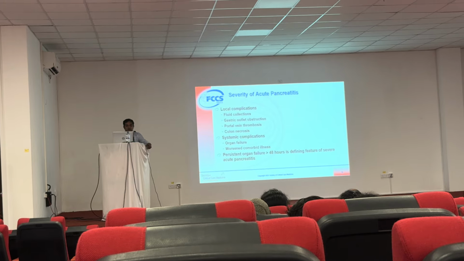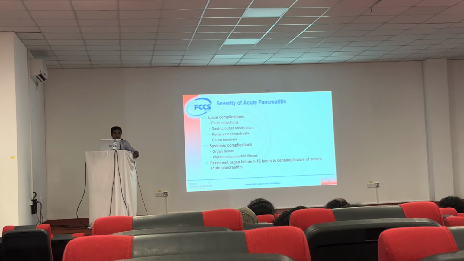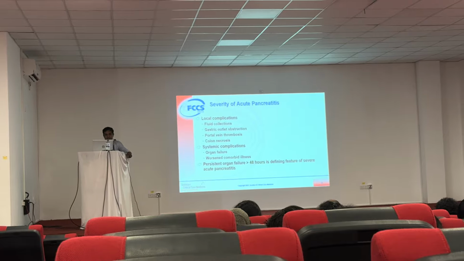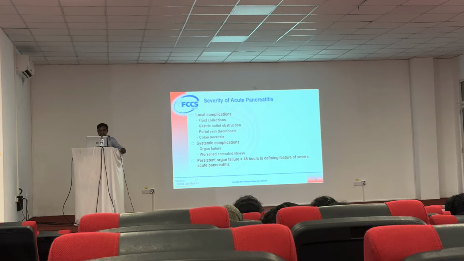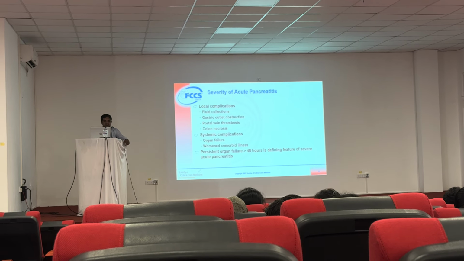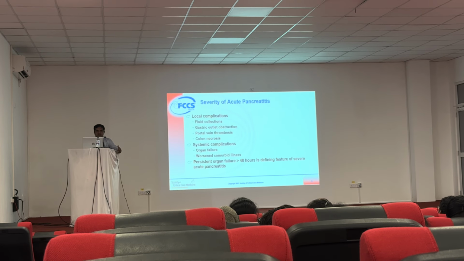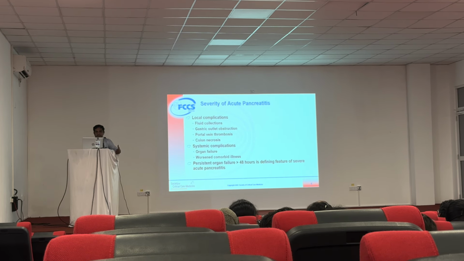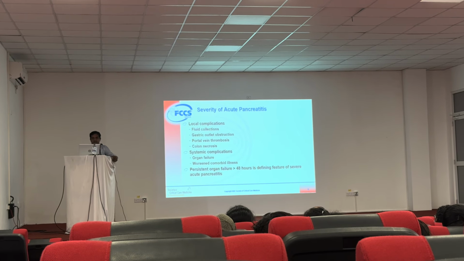So systemic complication, as usual, it can cause organ failure and worsen comorbid illness. Persistent organ failure more than 48 hours is the defining feature of severe acute pancreatitis. So the basic mind, you need to treat the patient to prevent the complications. We will discuss how.